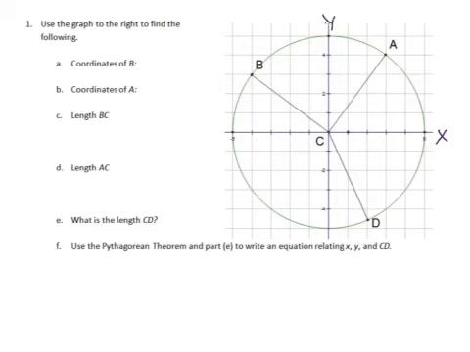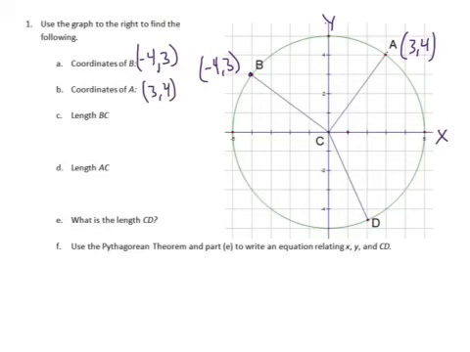Here we've got point B, and the coordinates here are -4, 3. And we've got point A here. Its coordinates are 3, 4. And those are two points on this particular circle.